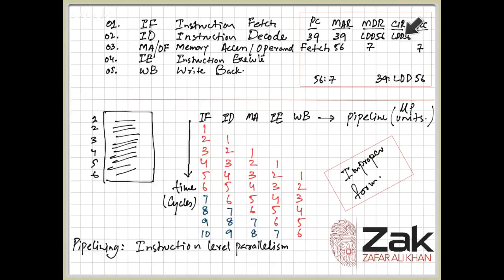When it decodes, it finds out that there is an address which is the operand. That operand is put back in MAR. This is the memory access part. From 56, what arrives in memory? 7. Memory accessed. And then execution of the instruction happens. And then this 7 will be written back. Now these are 5 parts: instruction fetched, instruction decoded, memory accessed, instruction executed, and write back.